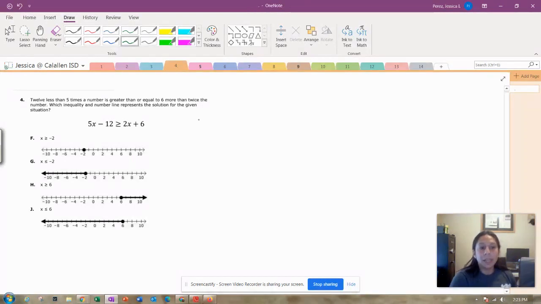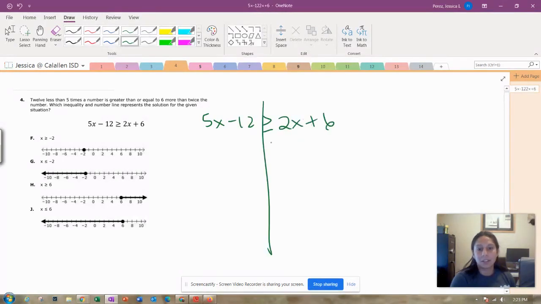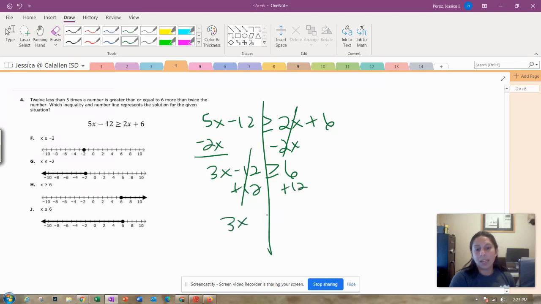Problem 4. We have 5x minus 12 is greater than or equal to 2x plus 6. So we're going to take away 2x, that's 3x minus 12 is greater than or equal to 6. Next, we're going to add 12 to both sides. So 3x is greater than or equal to 18. And then lastly, divide by 3. So x is greater than or equal to 6.